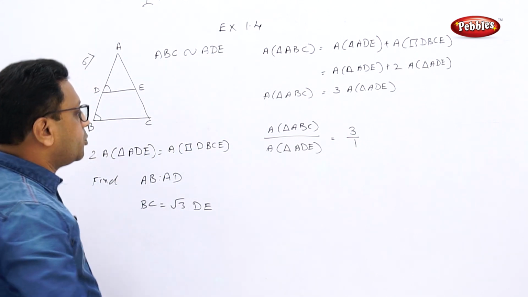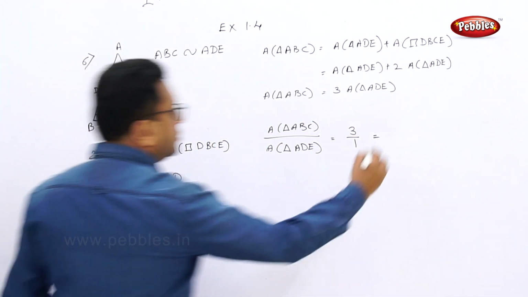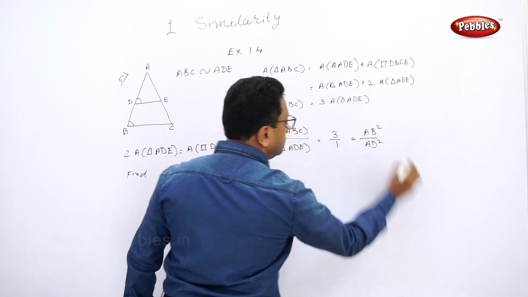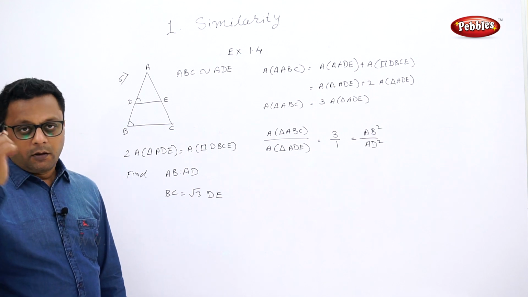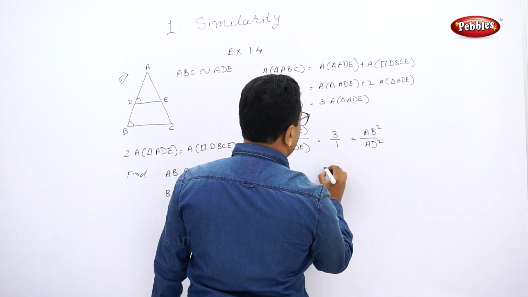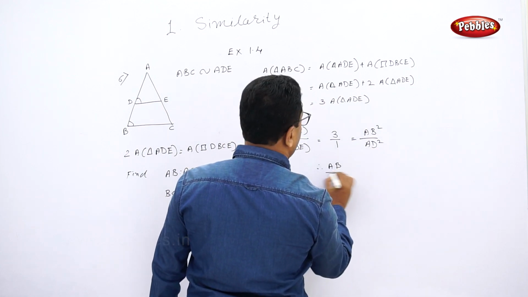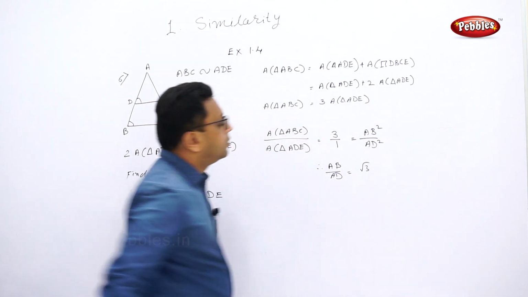So when this is proved, we have to find AB upon AD. So this is nothing but AB square upon AD square by theorem on areas of similar triangles. And hence AB upon AD is nothing but the square root of 3.